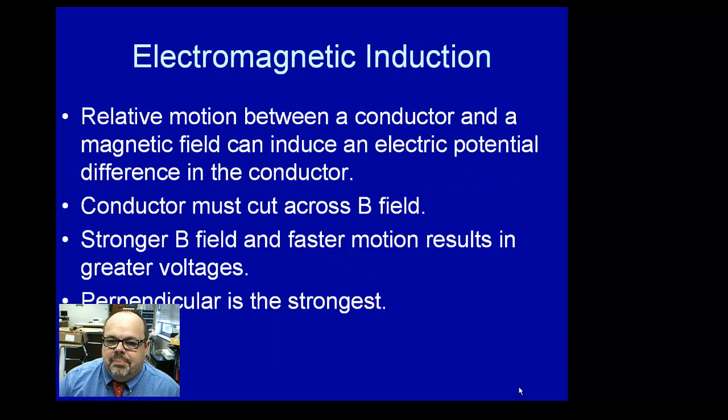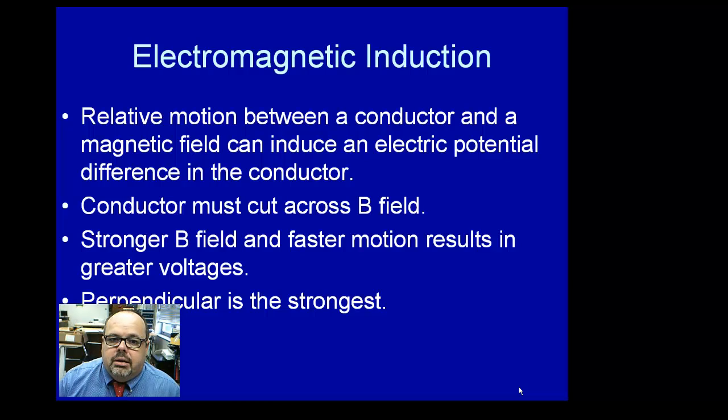That can't happen. Now, electromagnetic induction is incredibly, incredibly powerful. It tells you that the relative motion between a conductor and a magnetic field can induce an electric potential difference. So in other words, we can create electricity. Yay! The conductor must cut across the B field. A stronger magnetic field is going to make it stronger, and faster motion will make it stronger.